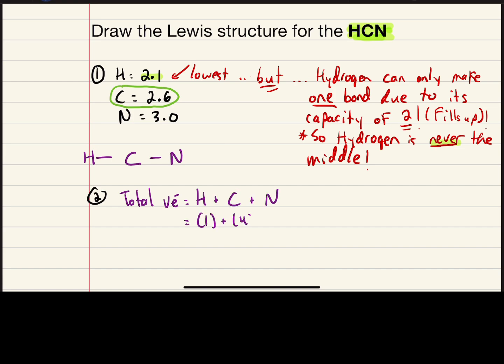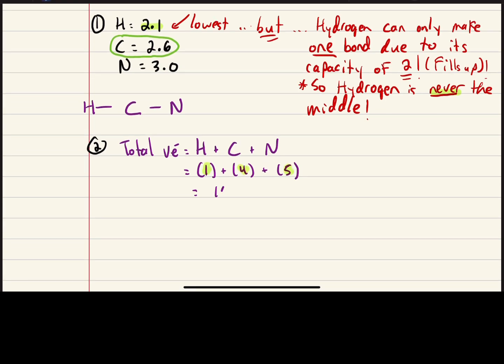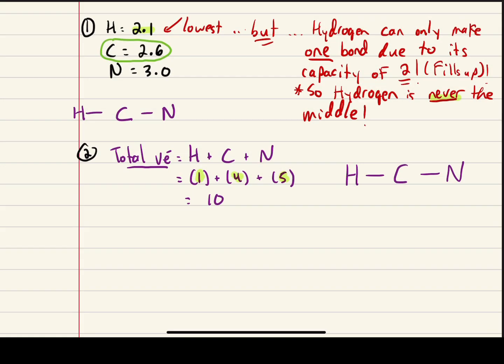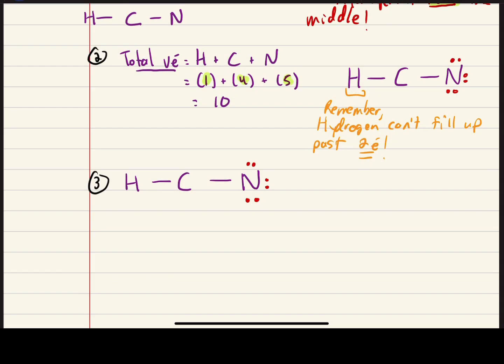Now we're going to calculate the total number of valence electrons. So 1 from hydrogen, 4 from carbon, and 5 from nitrogen. And that gives us a total of 10 valence electrons. Now we're going to put them around the non-center atoms. But remember, hydrogen fills up after 2. So after that 1 bond, which counts as 2 electrons, it's not going to accept any more. So we're going to put them around the nitrogen, which can fill up to 8 electrons.